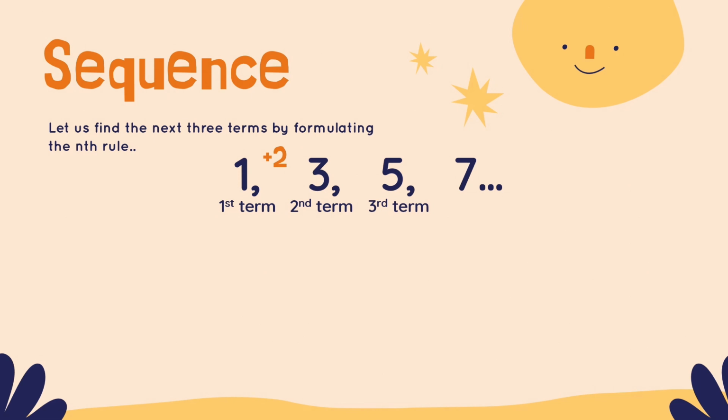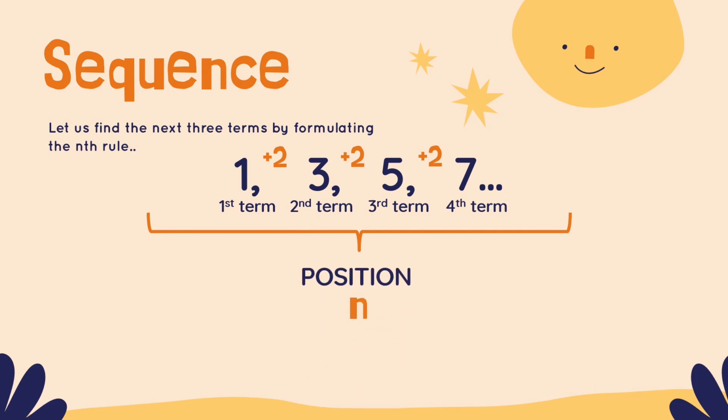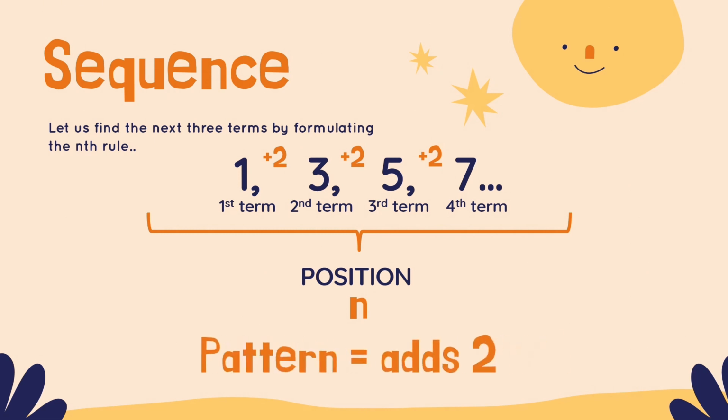How about going to the third term? 3 plus 2 equals 5. Can you now see the pattern? How about from the third term to the fourth term? That is also plus 2. 5 plus 2 equals 7. Again, this is the position, and we are going to represent position as letter n. Okay, again, the pattern is add 2.